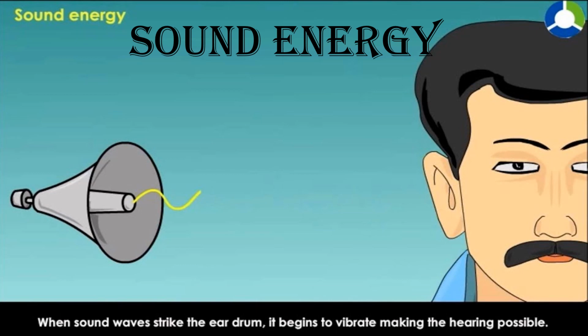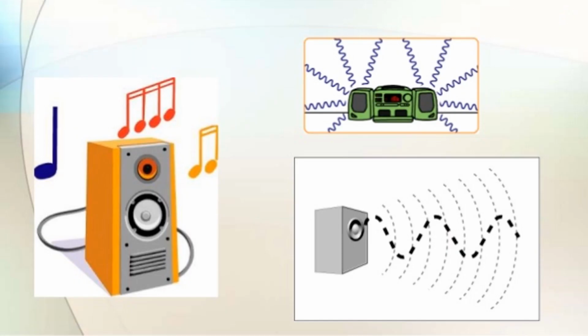Children, how is sound energy produced, do you know? Simply, sound energy is produced by vibrations. If you are talking about a music system, that is also producing sound energy. A music system produces sound energy.